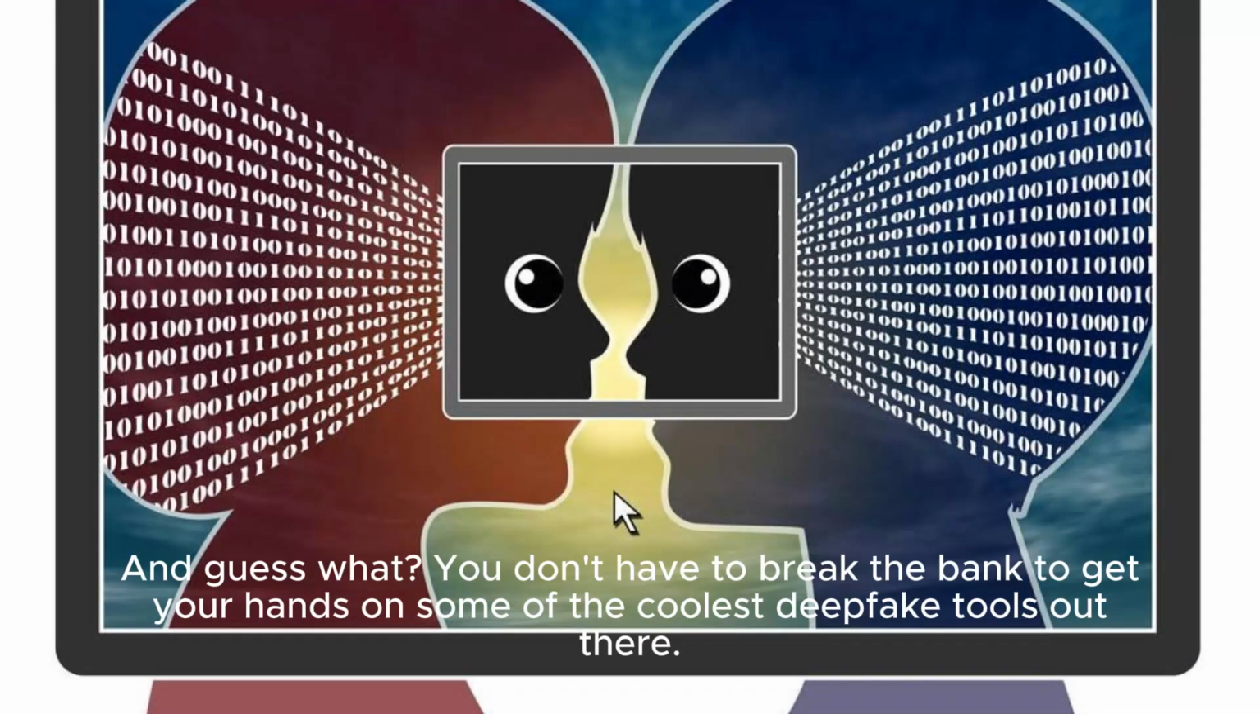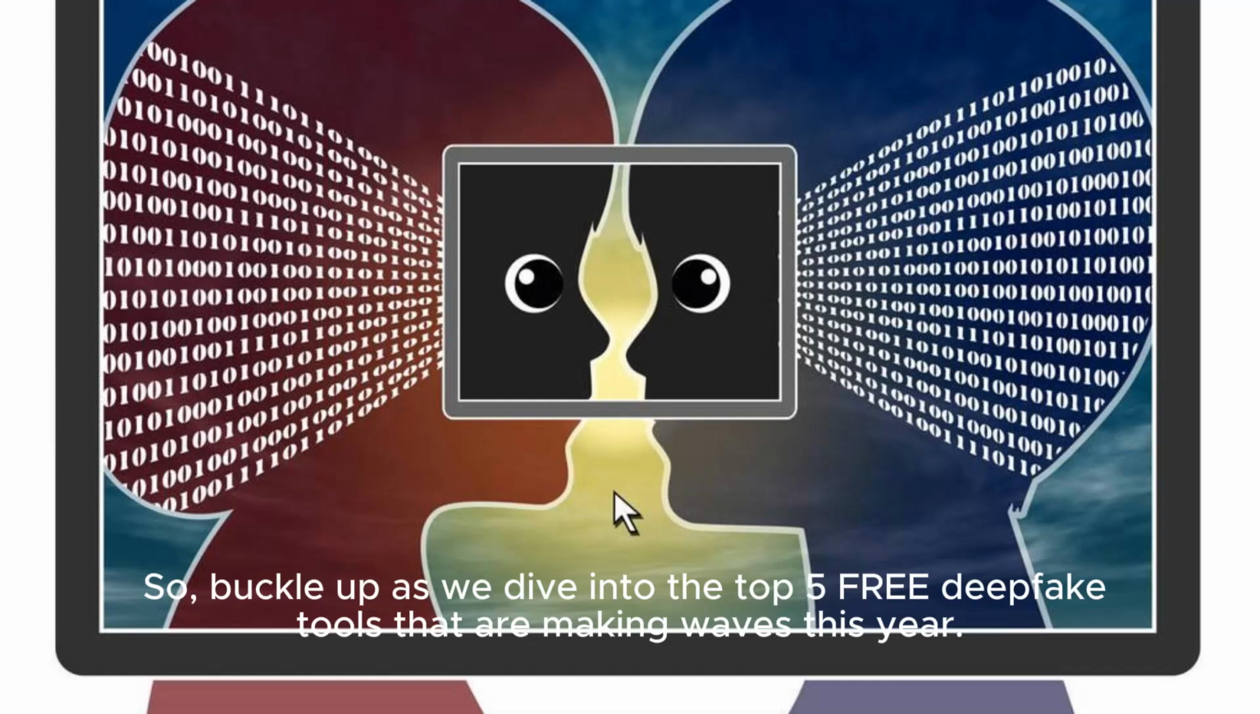And guess what? You don't have to break the bank to get your hands on some of the coolest deepfake tools out there. So, buckle up as we dive into the top 5 free deepfake tools that are making waves this year. You're in for a treat.